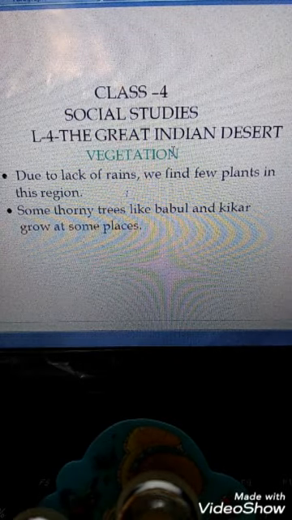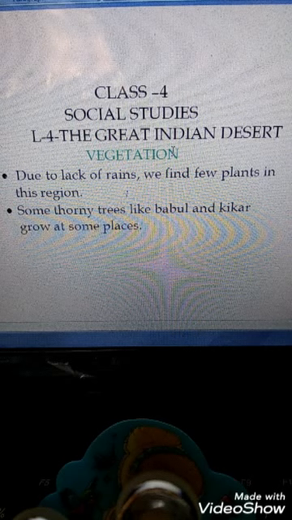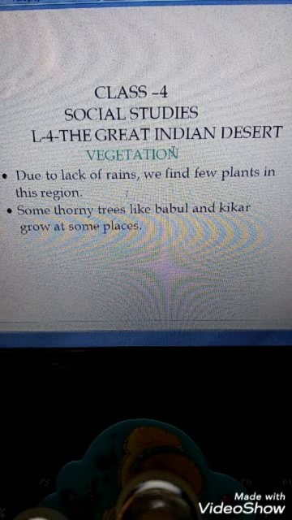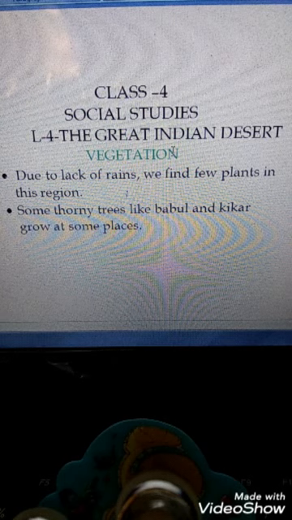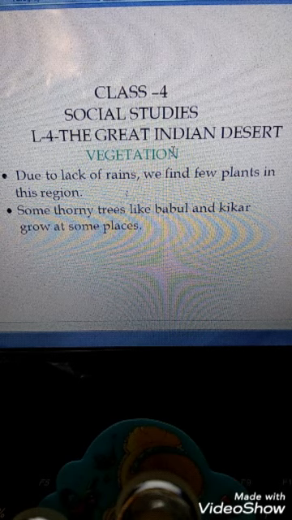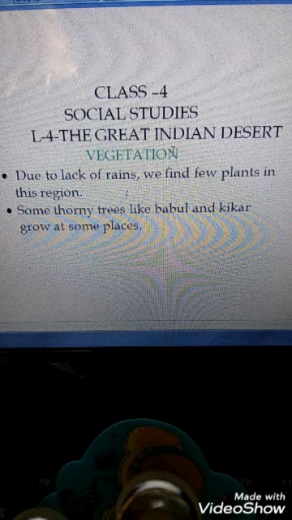Now come to the topic, vegetation of the Indian desert. You see, due to lack of rains, we find few plants in this region. Here some thorny trees like babul and kikar grow at some places. Villages spring up whenever there is a little water. But when the water dries up, people leave this village and move to some other places, isn't it?